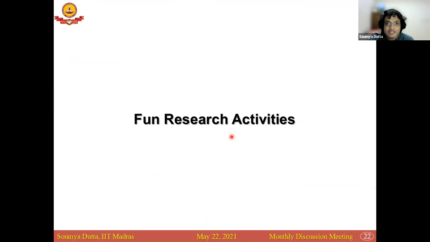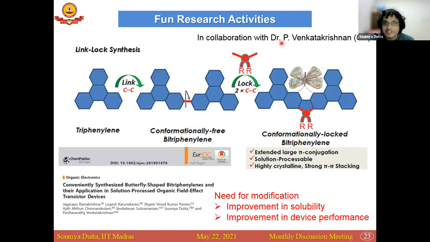So this is something we have developed with Dr. Venkat Krishnan, who is a very good friend of mine, and we started some activity together because he works on small organic molecules. He came up with an idea: if you can make this kind of structure and lock it, something called link lock synthesis, it will be like a butterfly structure, very planar, with extended pi conjugation, and can be very crystalline. So can we make such a structure and fabricate a transistor? That's why we started.